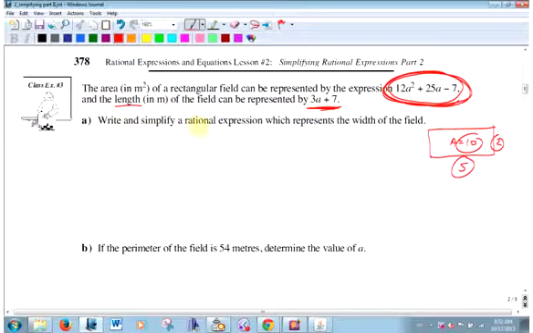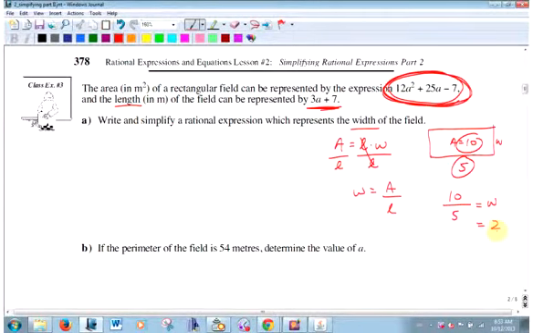Write and simplify a rational expression which represents the width. For any rectangle, area is length times width. How do I solve this humongous formula for width? Divide by L, and the width is area over the length. Right? If I didn't know that, if this was grade 6 and I said, solve that for the width, what would you do? I would go, the area over the length is the width.